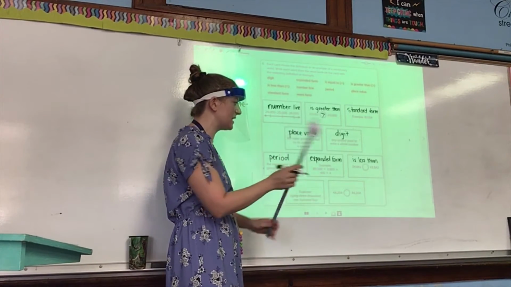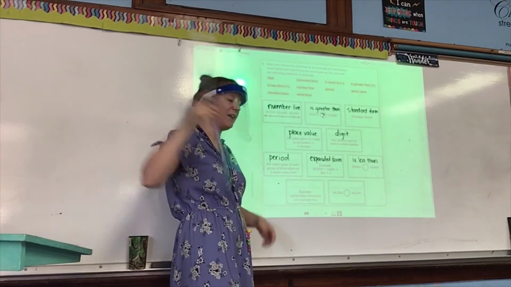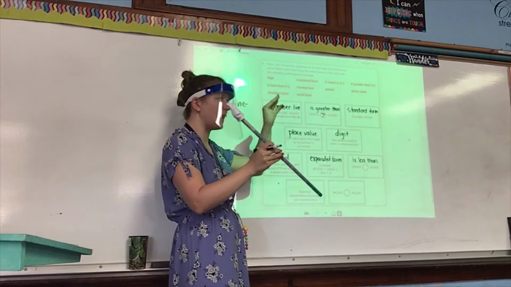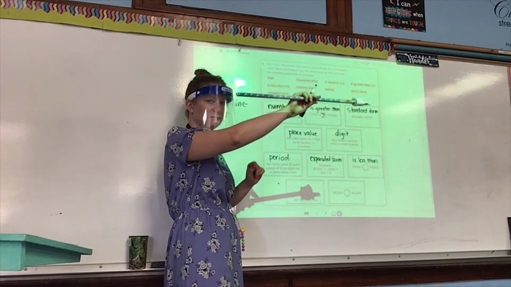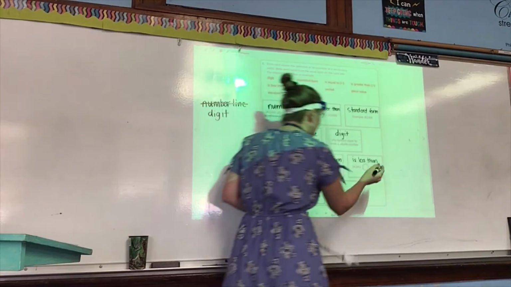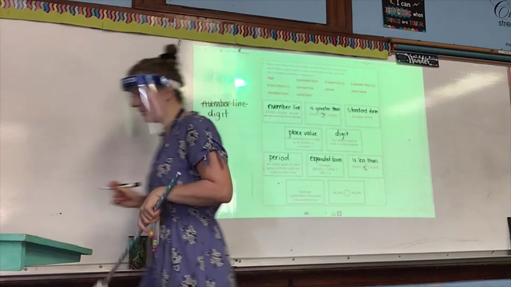Does the mouth of the less than symbol point to the left or to the right? To the right. Very good. Hold on one second.